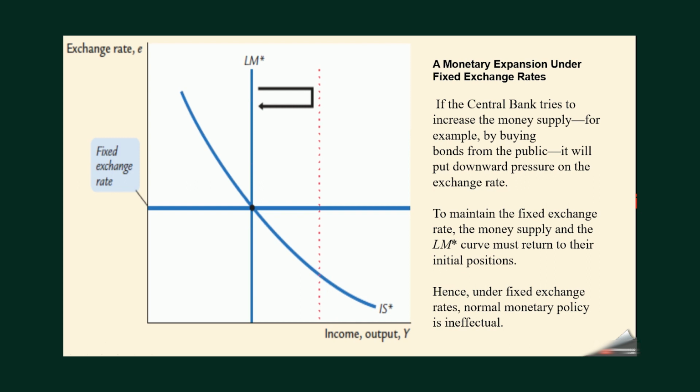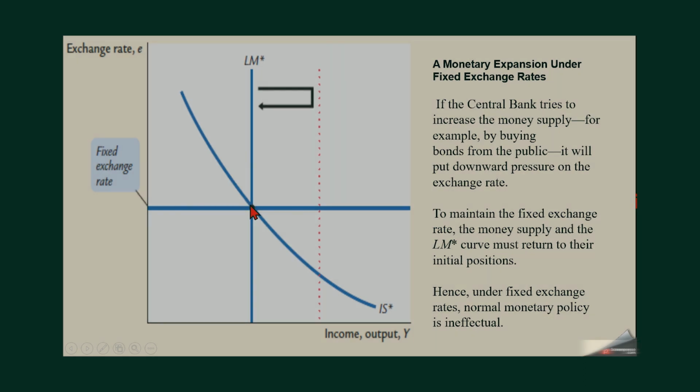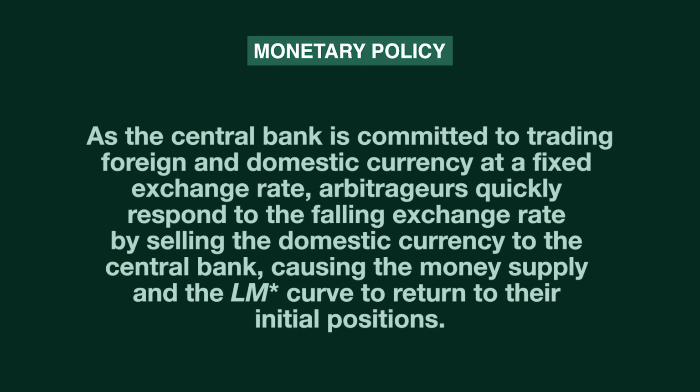Now, as this puts the downward pressure on the exchange rate, to maintain the fixed exchange rate, the money supply, that is LM star, must be brought back to this particular point. And how will this happen? In this case, as there is a fall in exchange rate, the arbitrageur quickly responds to this fall in exchange rate by selling domestic currency to the central bank, causing the LM curve to shift back to LM star.